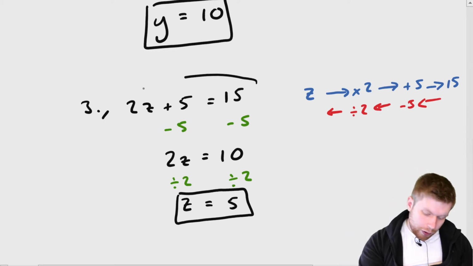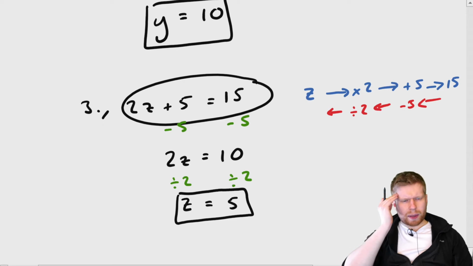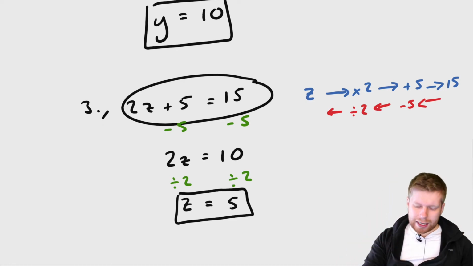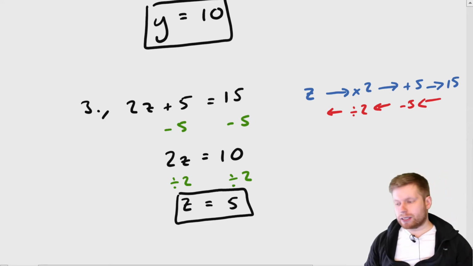So again, you could have looked at this and thought, what number when I times it by 2 and then add 5 gives me 15? And you could have maybe done a bit of trial and error, but this way is going to get you out of jail free every single time.